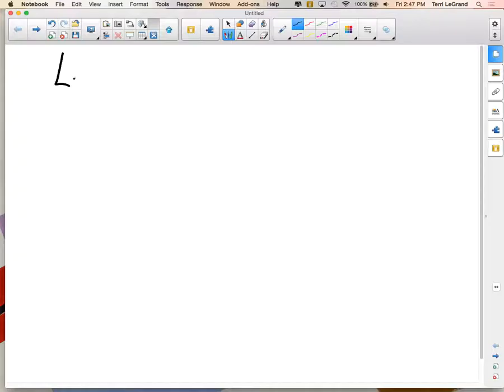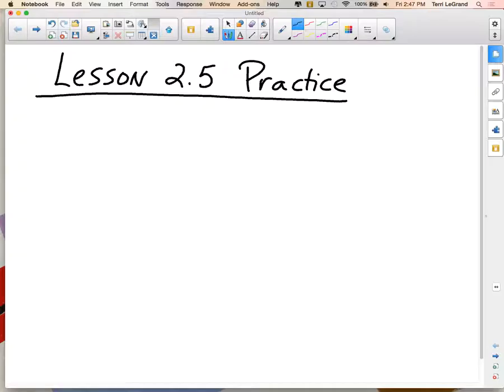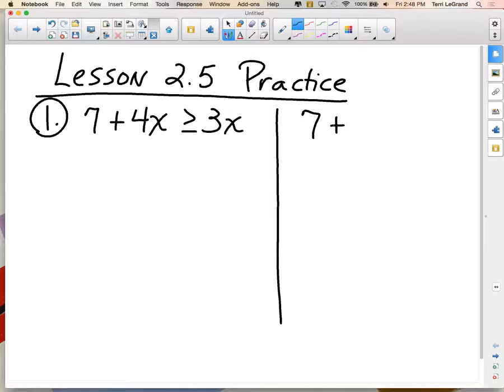So let's put at the top of this page that we're just doing lesson 2.5 practice. And the very first problem we're going to do, I'm actually going to have us do it two different ways because I'm seeing some kind of funky things sometimes when I'm correcting your assessments. Okay, so number one, we're going to write this one down actually twice. 7 plus 4x is greater than or equal to 3x. So we're just going to solve it two different ways, and hopefully in the end we'll have the same result, same answer.